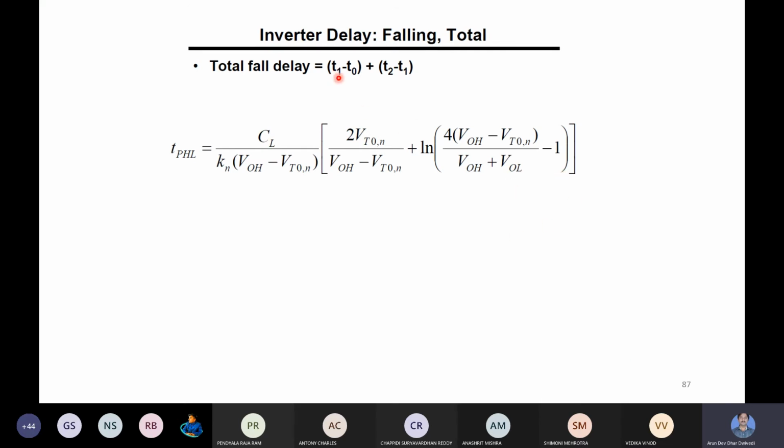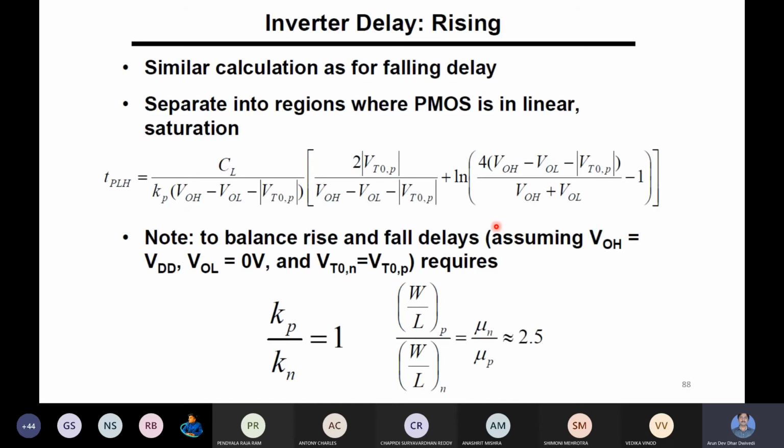By adding T1 minus T0 plus T2 minus T1, both delays, we get TPHL. So this is the final equation: CL divided by Kn (VOH minus VT0n), times (2 VT0n divided by VOH minus VT0n plus ln of (4 (VOH minus VT0n) by (VOH plus VOL) minus 1)). So this is the equation which is coming.